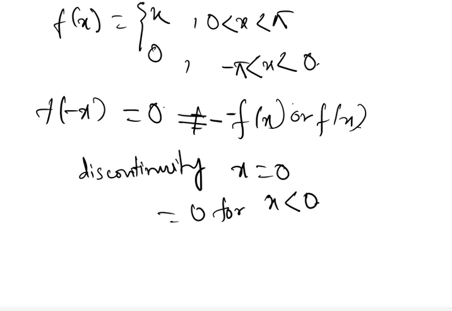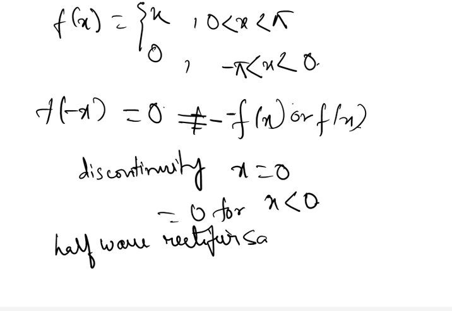So it is a half wave rectifier square wave. So we can write only the sine terms, odd harmonics and a constant term. So we will compute the coefficients.